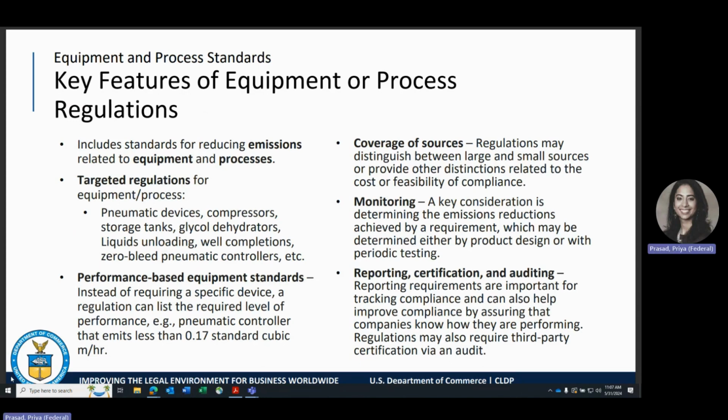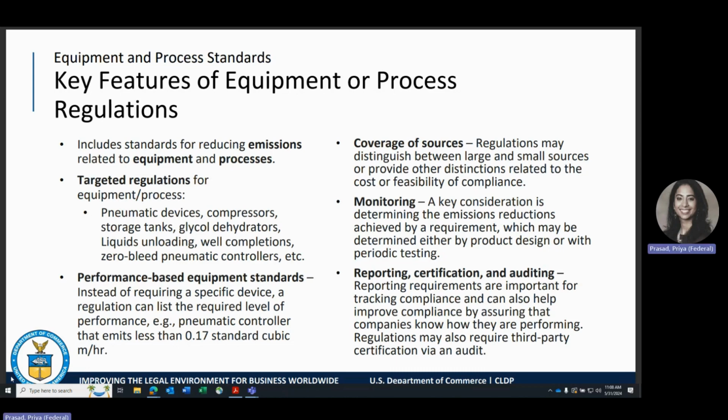Some of the key features of equipment and process regulations. These are usually quite targeted regulations. We call them command and control or prescriptive regulations, and they require very specific behavior. So for example, for pneumatic devices, they will tell companies, you must replace this device with a lower emitting device, or they will say if you're developing a new site, you have to use devices that have a certain amount of emissions and no more. There are certain other types of activities like well completions, liquids unloading, and various processes. They can specify that any company that's undertaking, say, a pipeline blowdown needs to follow certain procedures to ensure that the amount of methane that is emitted is as low as possible.